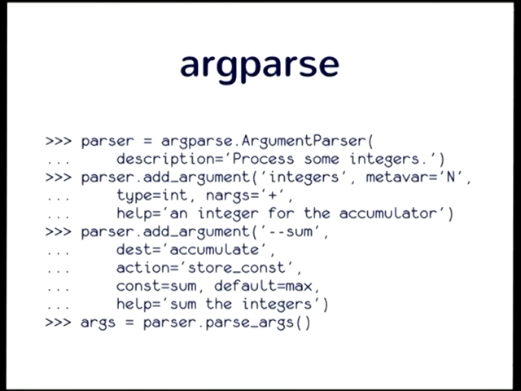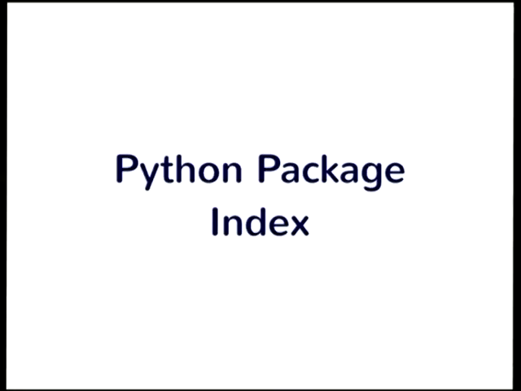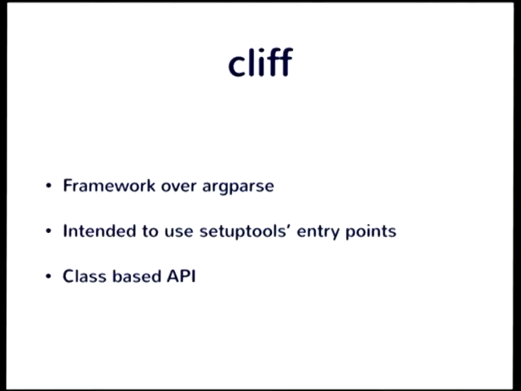And for an example, very similar to optparse, a very large amount of code needing to be written to get the command line parsing. So we also have the Python package index, where a lot of wonderful developers go and make their code available for use. And package index has a great array of command line parsers. So I've pulled out some of the ones that I think are the most common. We'll start with Cliff. This is a command line interface framework. It's a framework over the top of argparse. It's really intended to be used with setup tools as entry points.